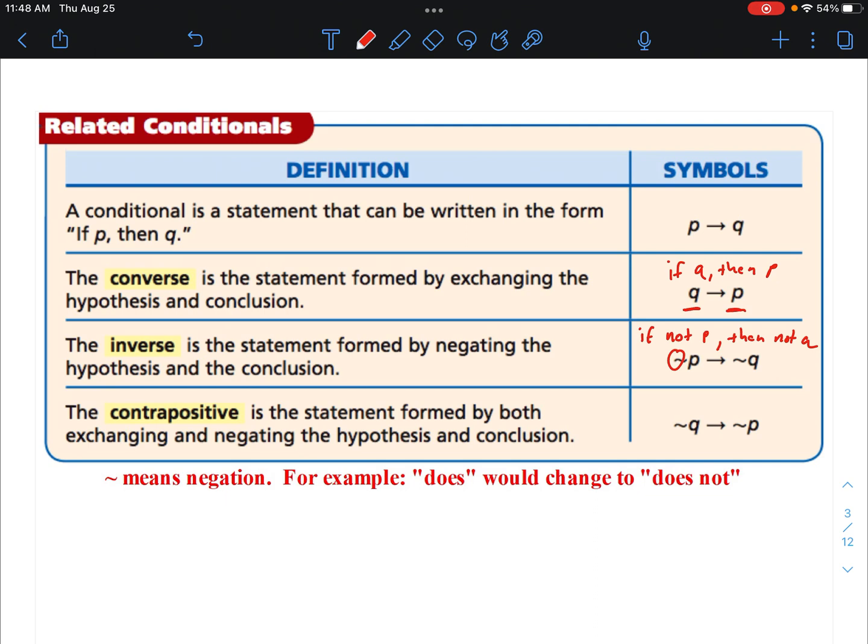And contrapositive is just the reverse of that. So contrapositive is if not Q, then not P. And again, the word "not" is there because it's negation. So if it was, then it was not. But if it started with, let's say, "does not," then it would be "does." So keep in mind that these are interchangeable. You don't have to use the word "not." I'm just using that as an example.